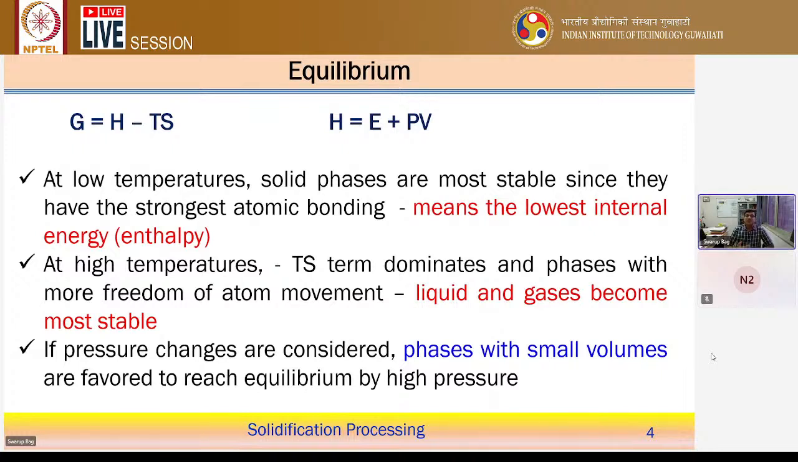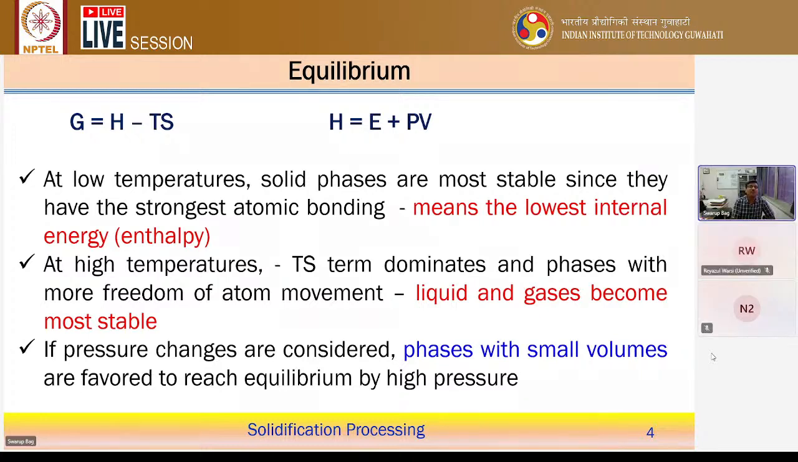Now, when we reach very high, elevated temperature, the entropy term actually dominates. In this case, phases have more freedom for random movement of the atoms. So the entropy becomes very high at high temperature. That's why at high temperature, liquids and gases become more stable. That is very relevant to the expression G = H - TS.